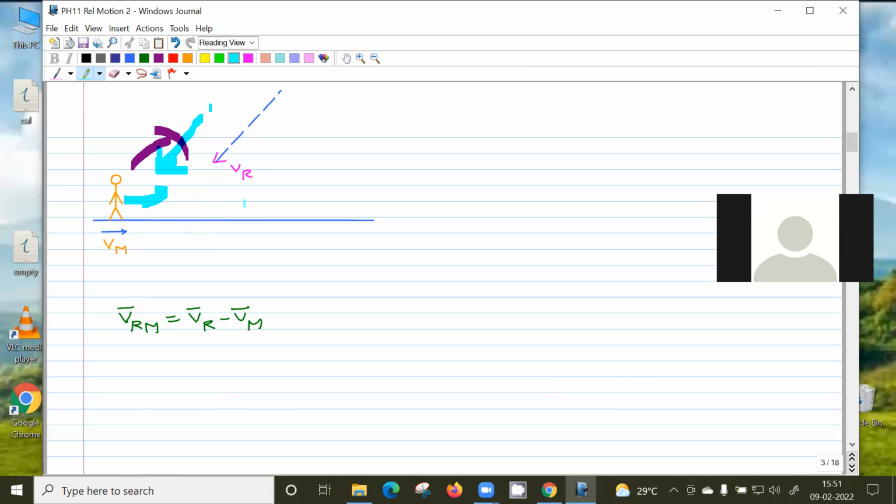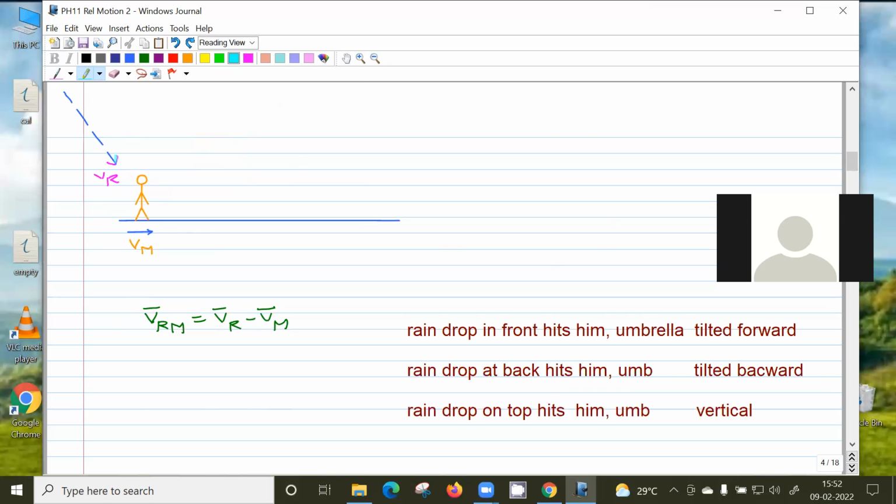Mathematically, how can... Yeah. We will get to the mathematics later. Mathematics is only one relation. We'll come to that later. First, understand it physically. So whenever the raindrop in the front hits him, it will be tilted in the forward direction. Now consider this situation.